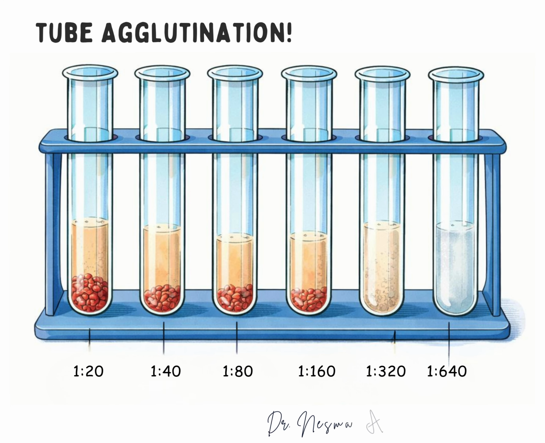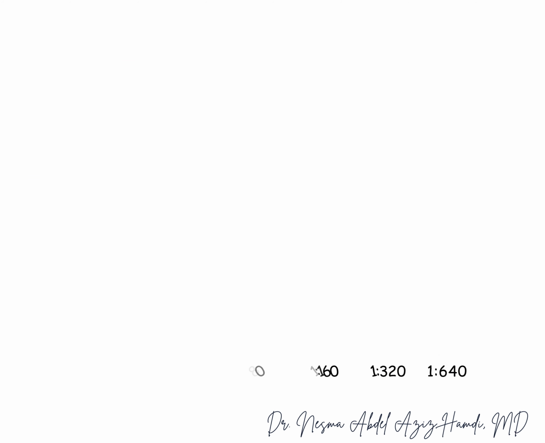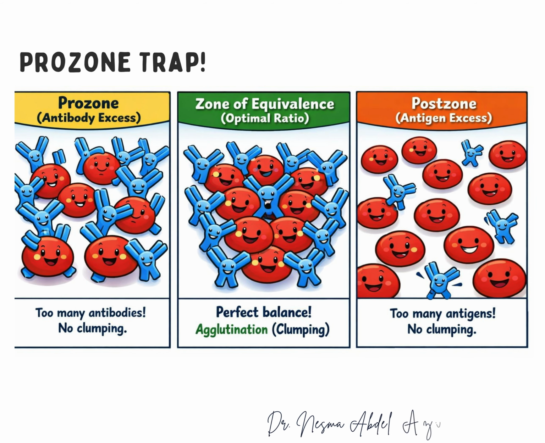Conversely, tube agglutination is a more sensitive and quantitative method performed in test tubes. It is used to detect and measure antibody levels, or titers, by observing agglutination across serial dilutions as previously illustrated.